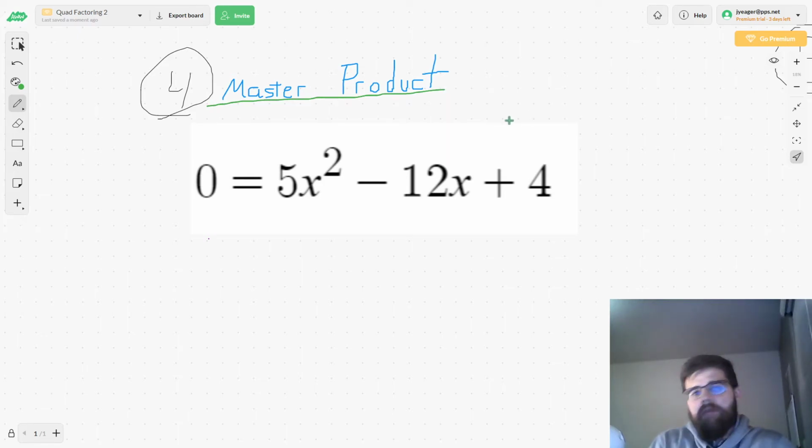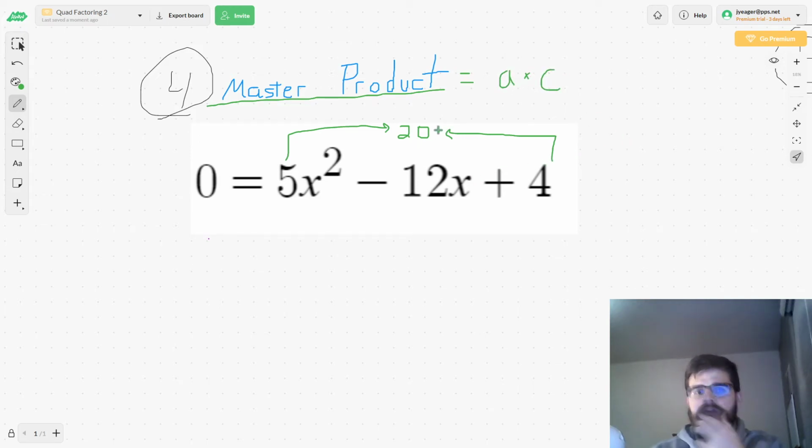The other nice thing about master product is it's going to set you up really well when we get to the polynomials unit, and we have to do some factoring by grouping. So this is how the master product works. We think similarly to the way we did slide divide. We think, what would A times C be? 5 times 4 would be 20. So when we say master product, we're referring to A times C. Okay, so the master product here is 20.